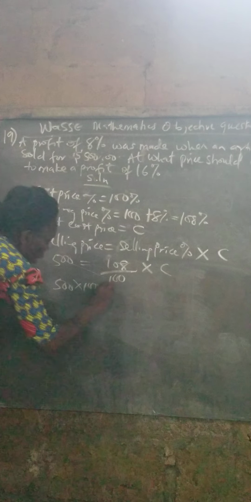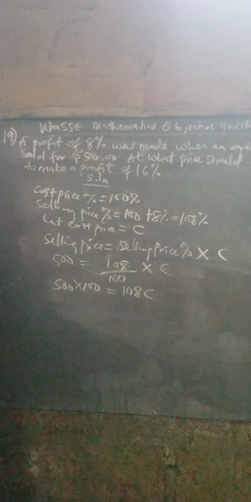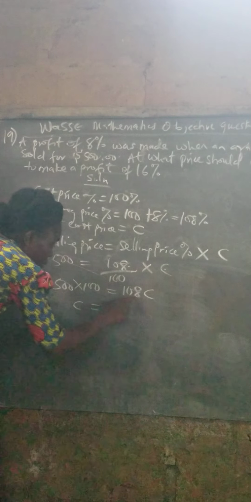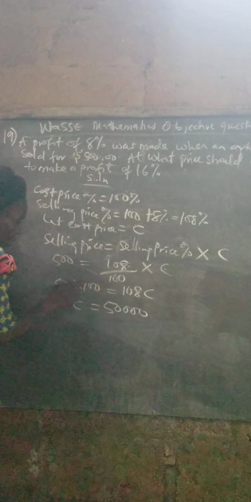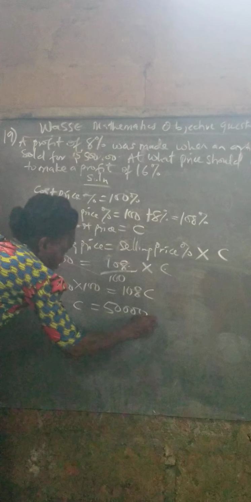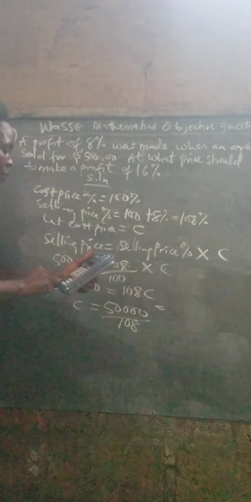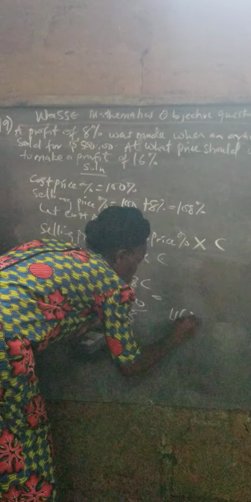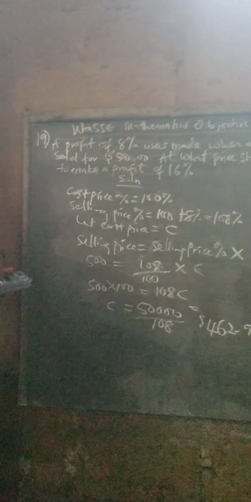So if I cross multiply, I have 500 times 100 is equal to 108 multiplied by C, which will give us 108 C. So making C the subject of the formula, I'm going to divide whatever I have here, 108, by whatever I have here. I have 50,000, because 500 times 100 will give us 50,000, divided by 108, and that gives us $462.96, approximately. So this is the cost price.